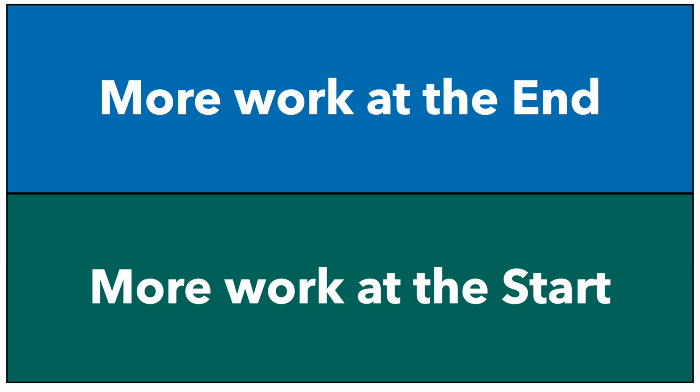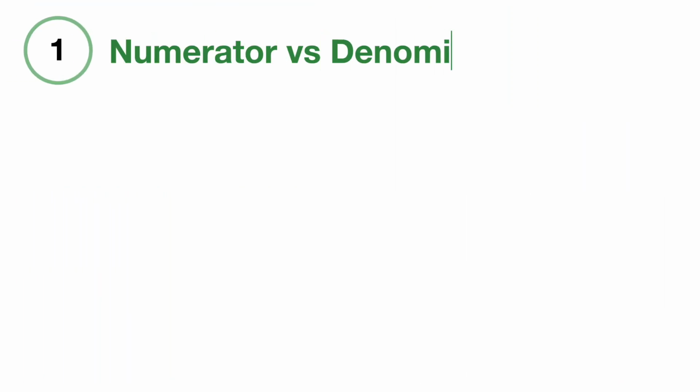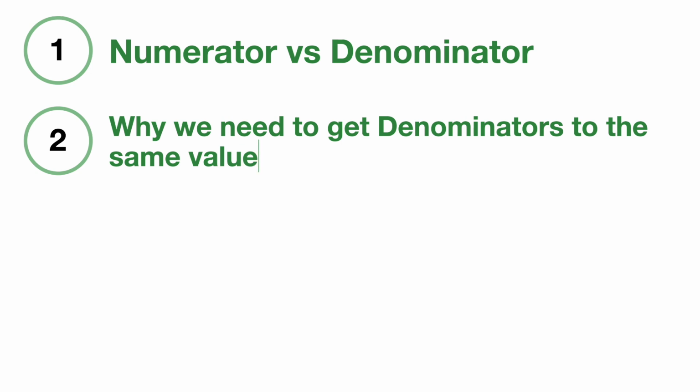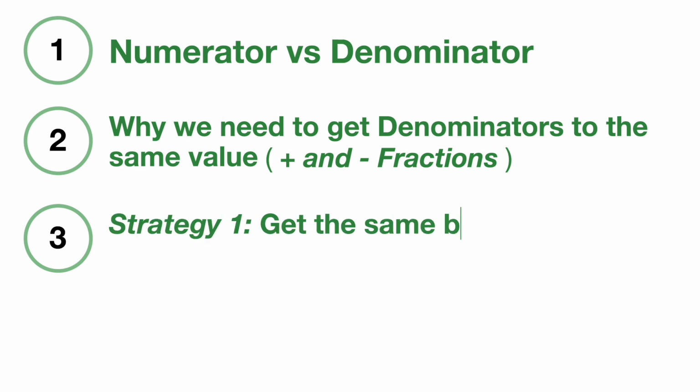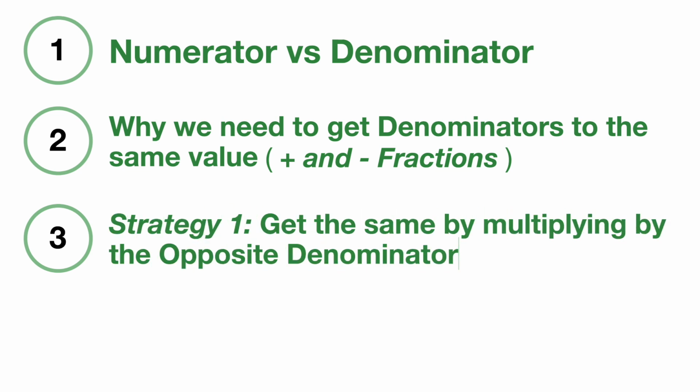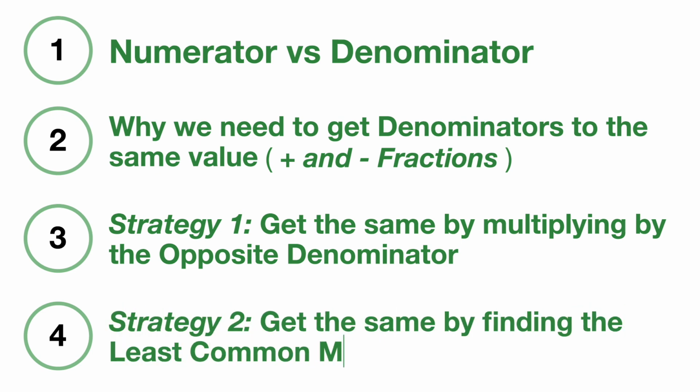So let's quickly recap what we learned in this video. We did a quick review of what the numerator and denominator are. Second thing we learned is why we need to get denominators to the same value. And again, it's because when we add and subtract fractions, we need to do this. Then we learned the first strategy of getting denominators the same by multiplying by the opposite fraction's denominator. Then we learned the second strategy, you can get them the same by finding the least common multiple.